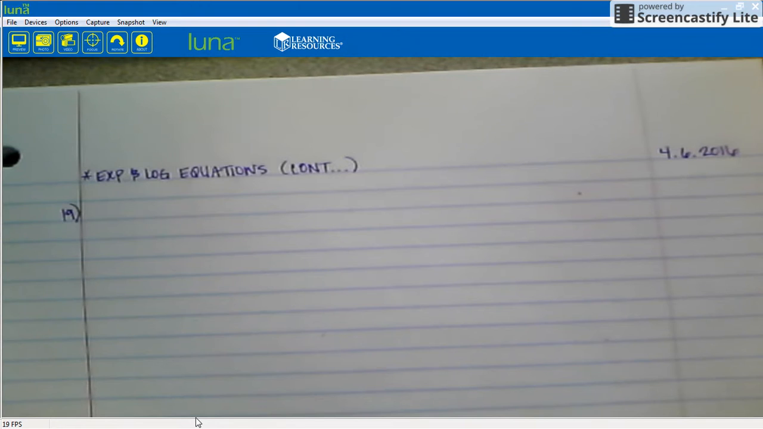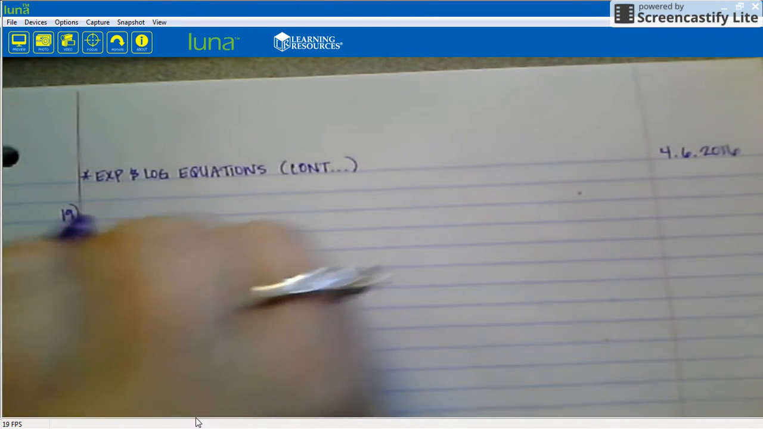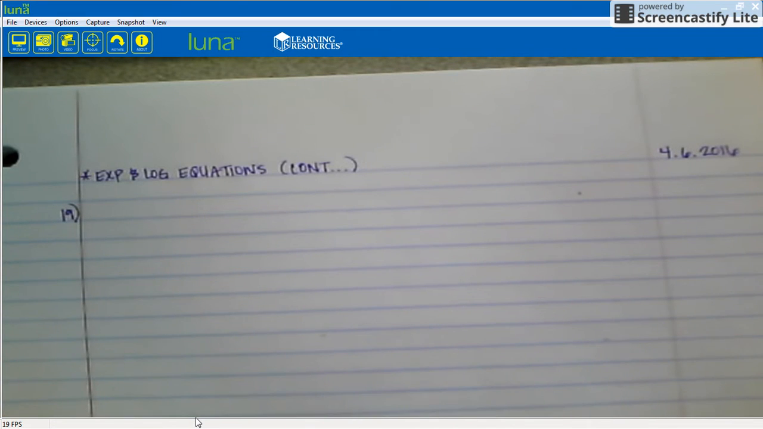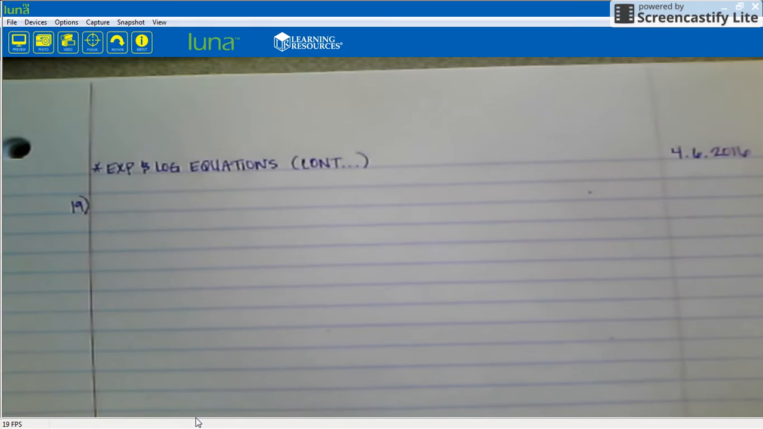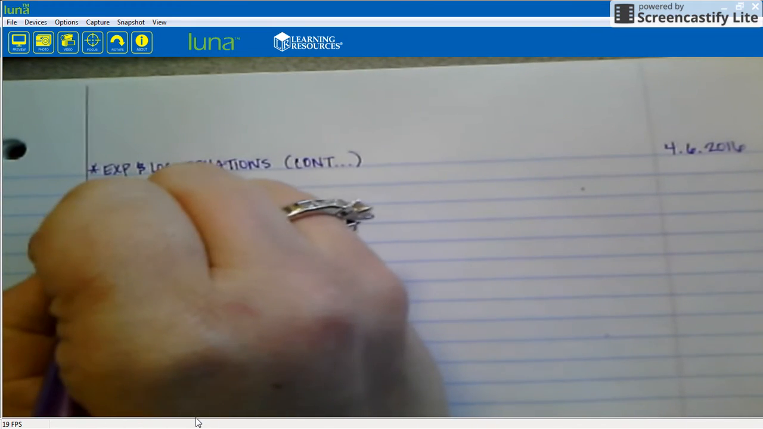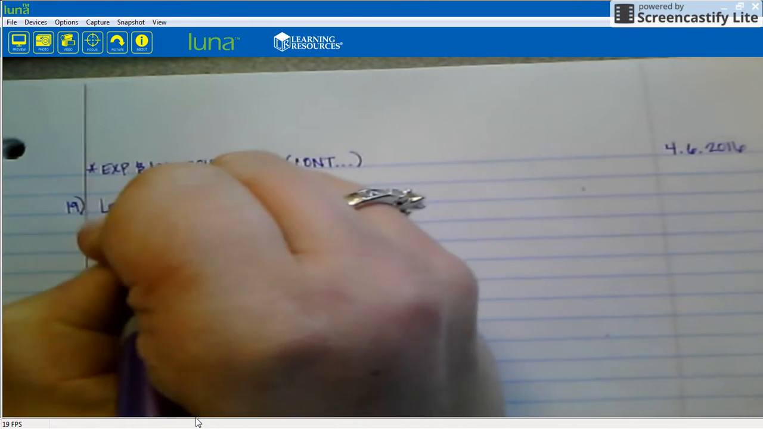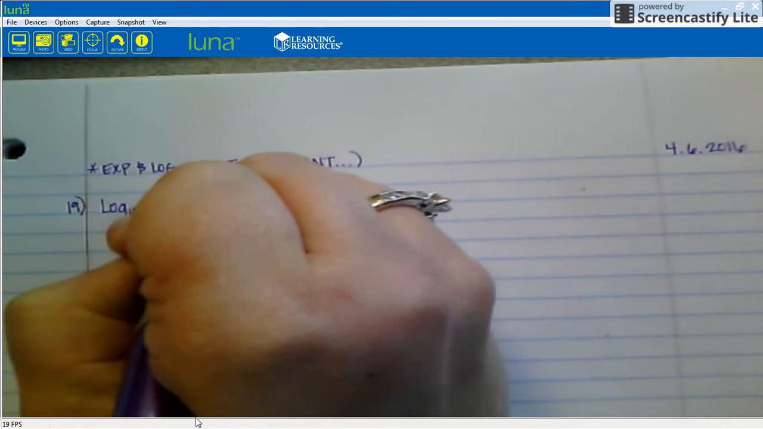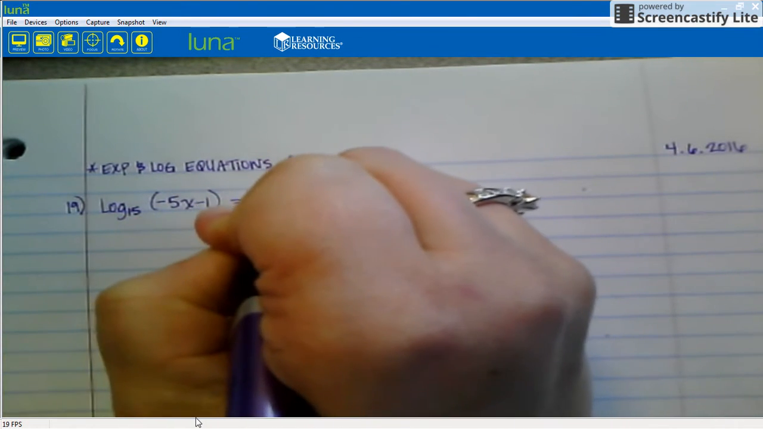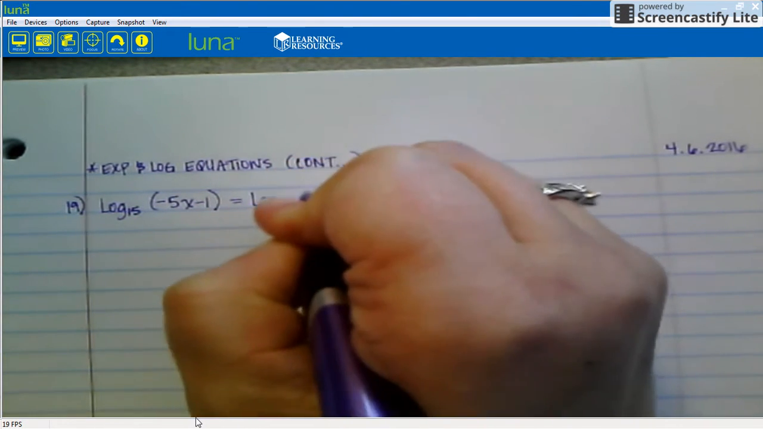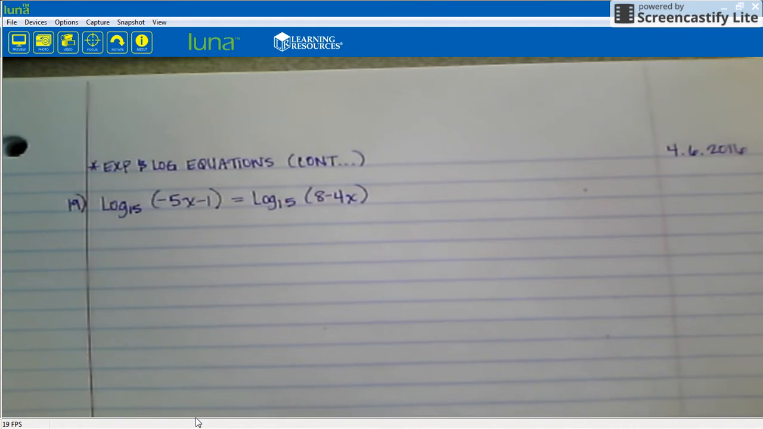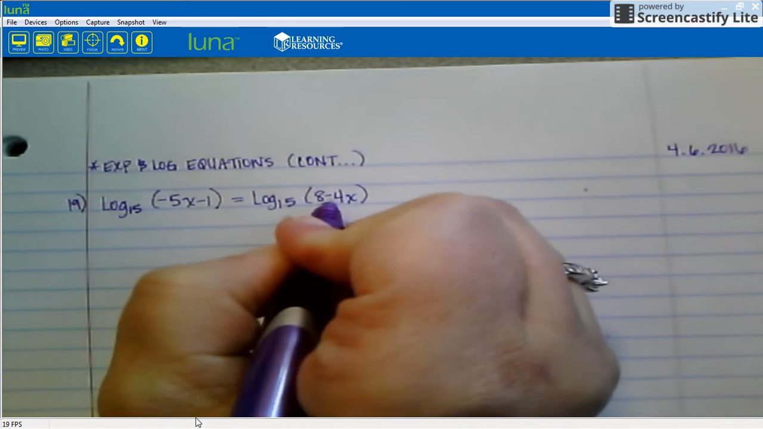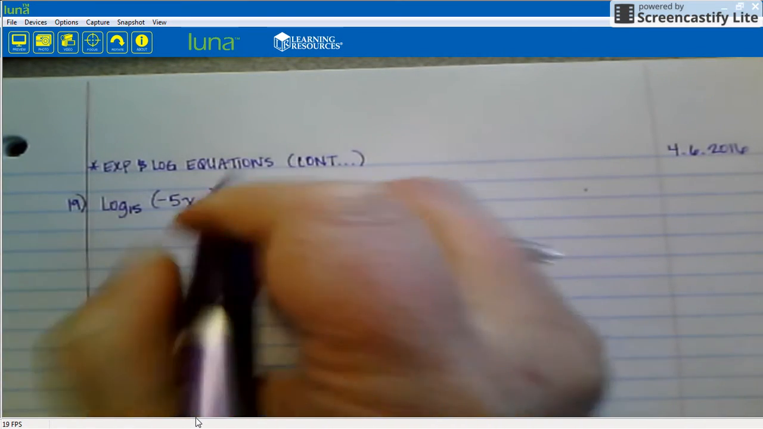Next set of problems involve logarithms that you have to exponentiate. For number 19 through 22, life is a little bit easier because you're just using the one-to-one property. So for number 19, I have log base 15 of negative 5x minus 1 is equal to log base 15 of 8 minus 4x. Well, because of the one-to-one property, I know that the logarithmic expressions are equal to each other because the two logs have the same base.